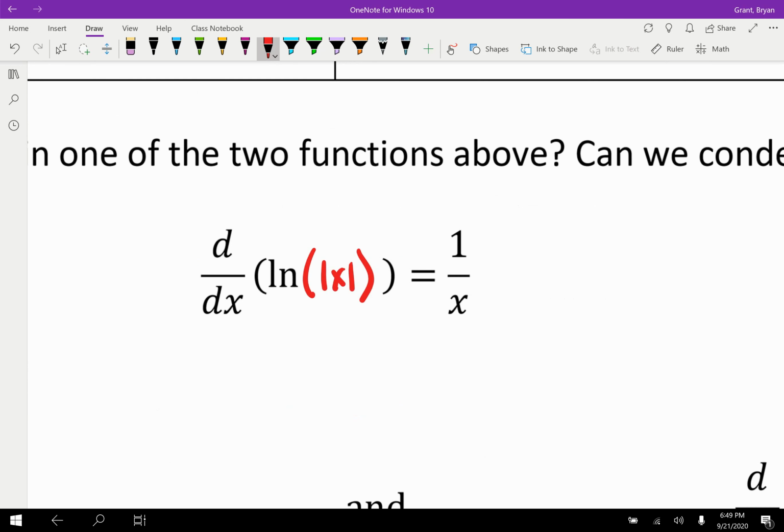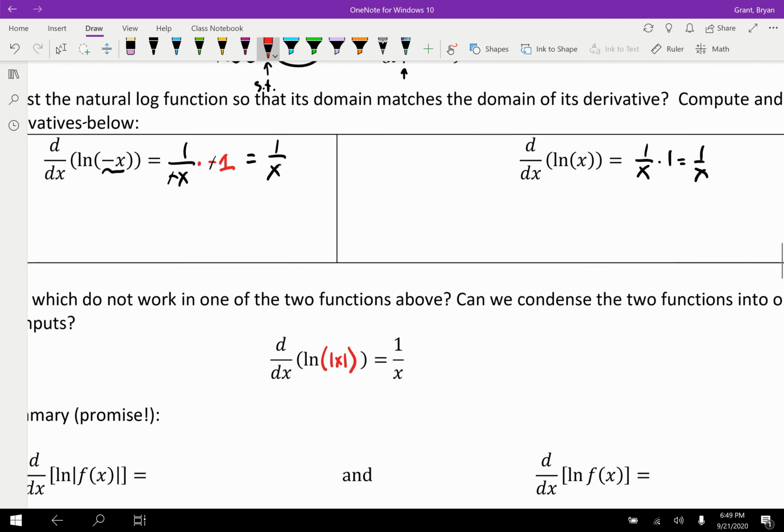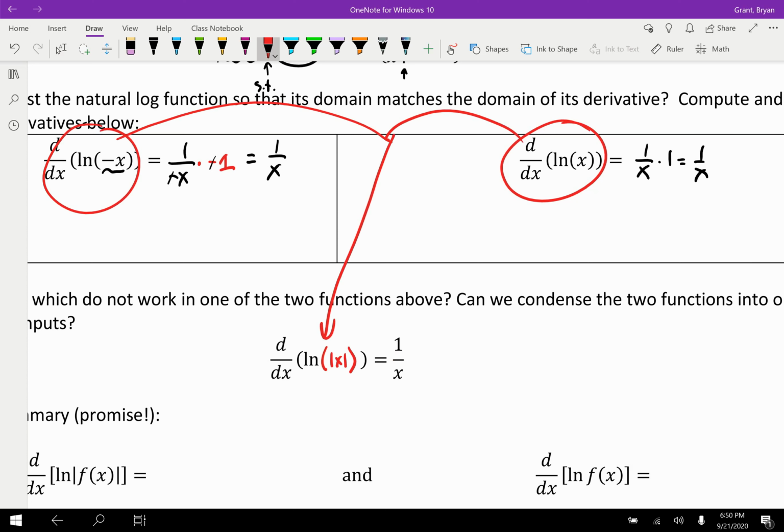And this should make a lot of sense. It basically means whatever value you plug in for x turns positive, and then it has the same derivative. So it's basically combining these two functions together into one superfunction. And it's saying when you do the derivative of that superfunction, it's 1 over x, because the two functions that make it up also have derivatives of 1 divided by x.